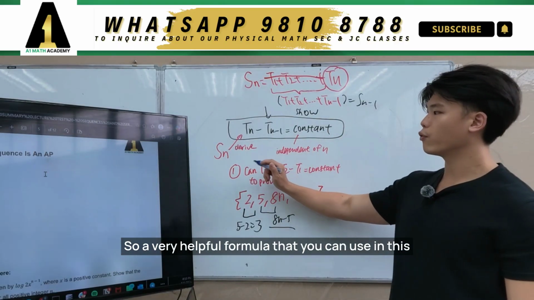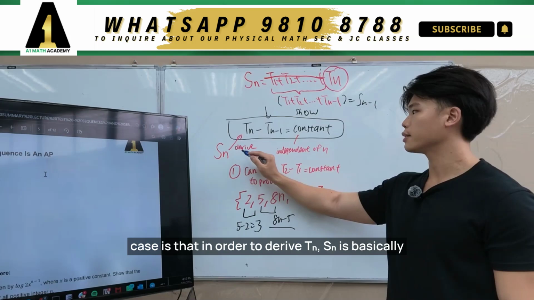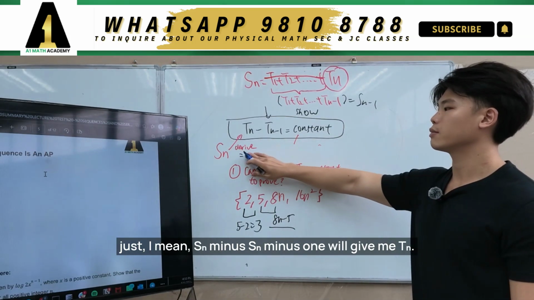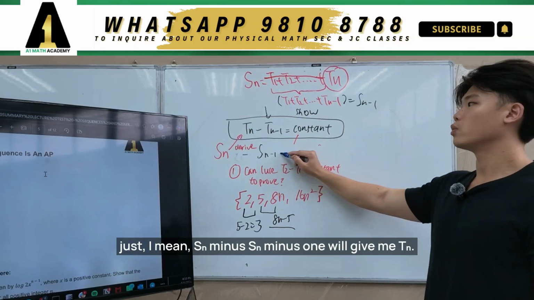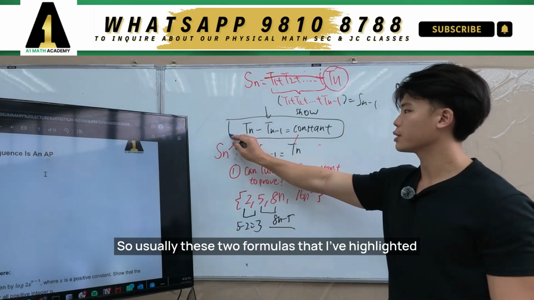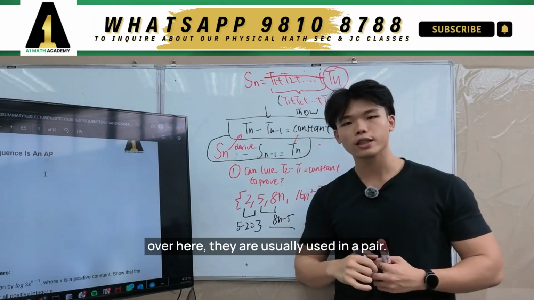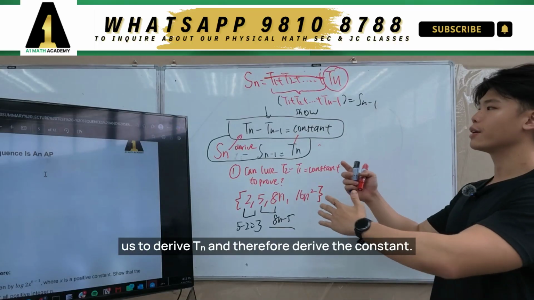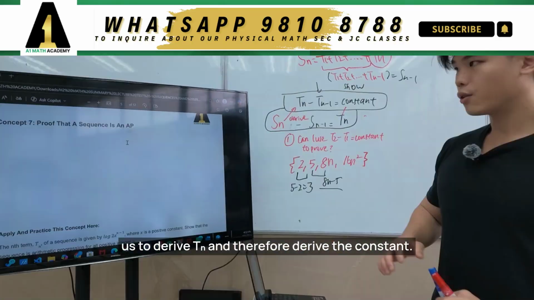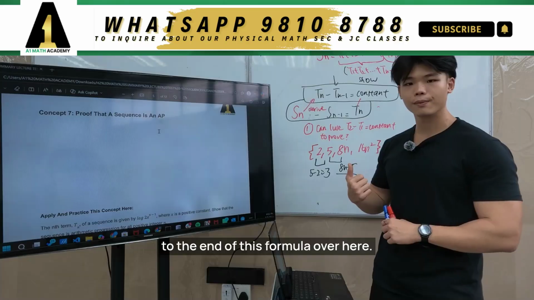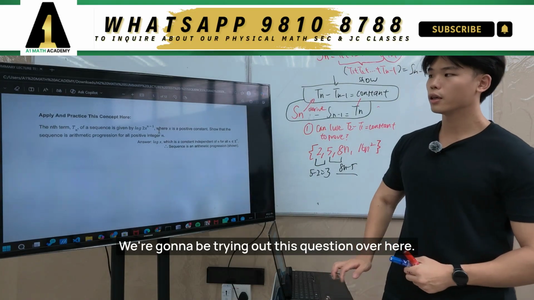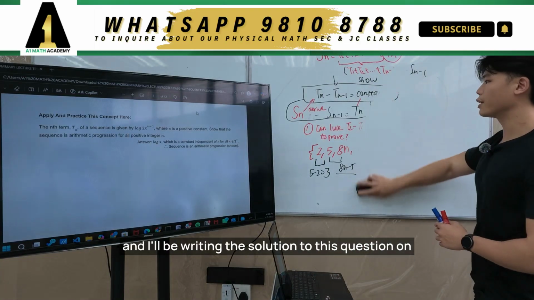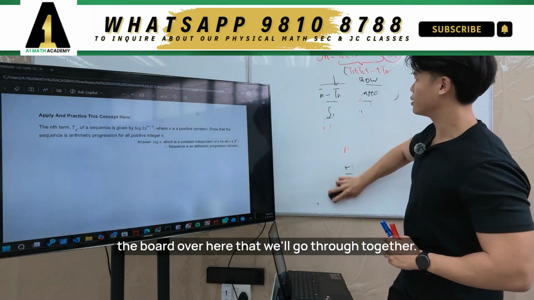So a very helpful formula that you can use in this case is that in order to derive Tn, Sn minus Sn minus 1 will give me Tn. So usually these two formulas that I've highlighted over here, they are usually used in a pair. And when we use them in a pair like this, it allows us to derive Tn and therefore derive the constant. Okay, and with that said, we have come to the end of this formula over here. We're going to be trying out this question over here. Feel free to pause this video to attempt this question, and I'll be writing the solution on the board over here that we'll go through together.